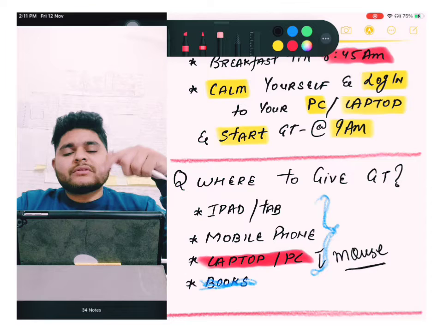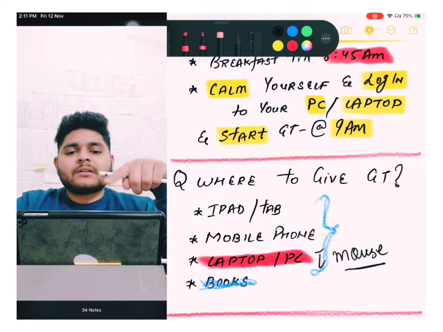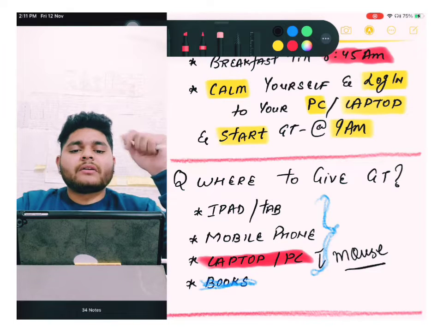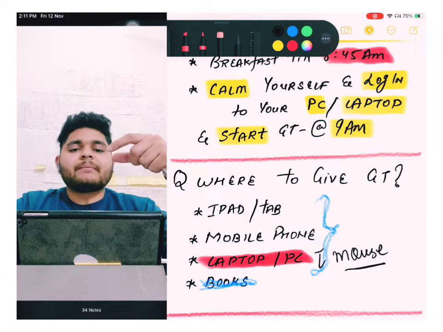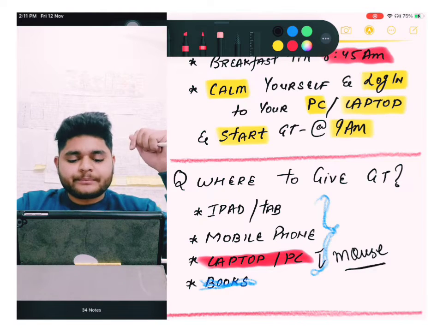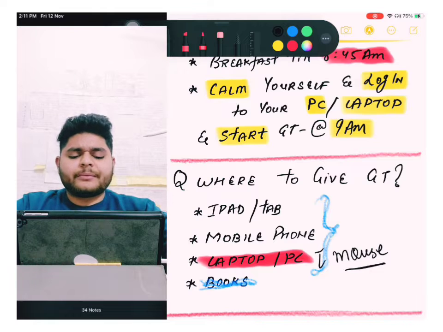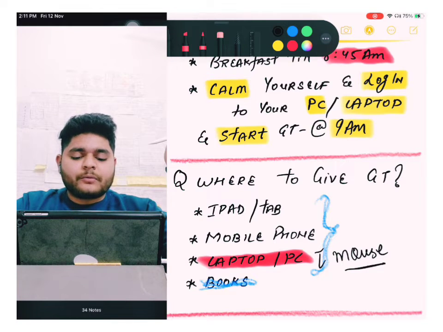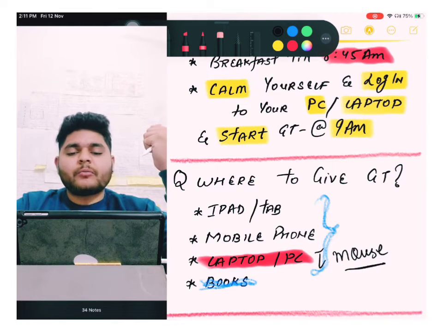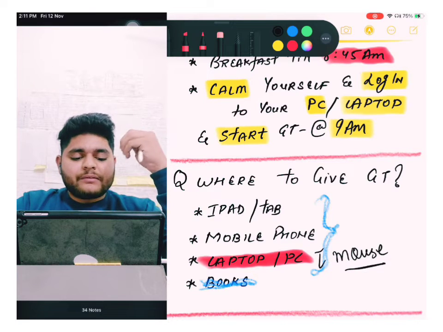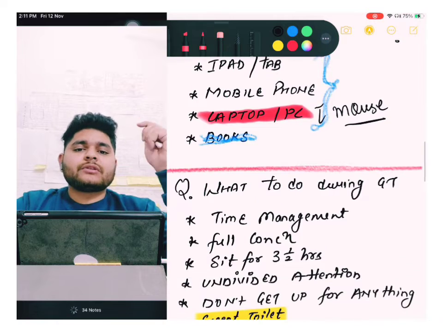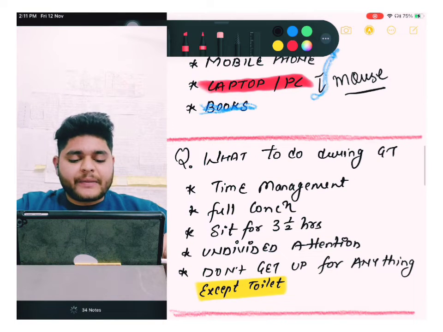And if you are using a laptop at home and using the soft cursor on the laptop, that won't help, because you are going to mimic the real exam. I prefer that you have a mouse with the laptop and try to give all your answers with the mouse only. Rest, if you don't have any laptop or PC, then there is no option, and you have to give it on an iPad or mobile phone. But if you have an option, go for a laptop or PC, because that will mimic exactly the situation that you are going to face in the real exam.